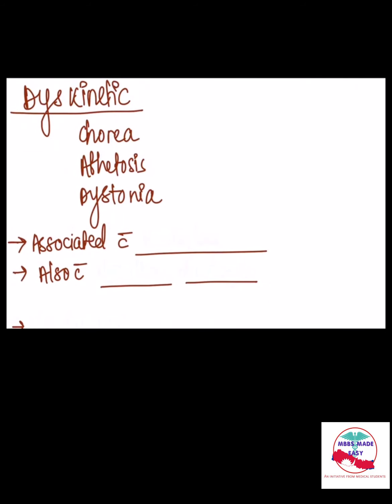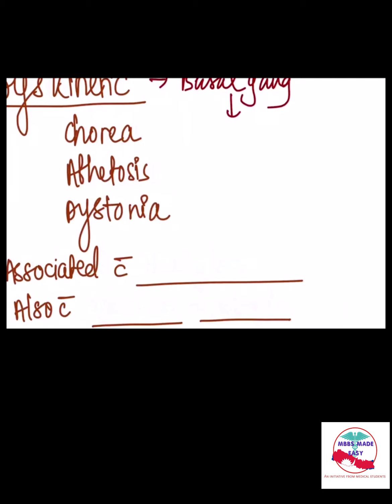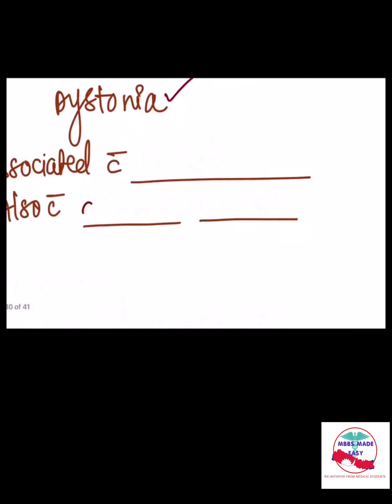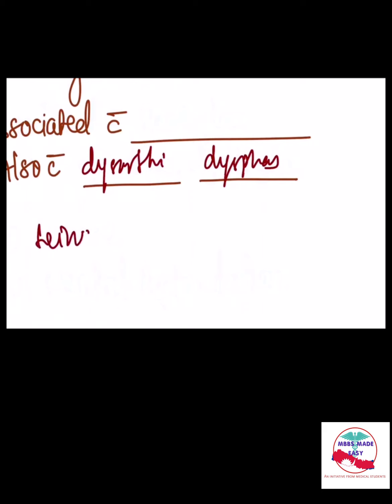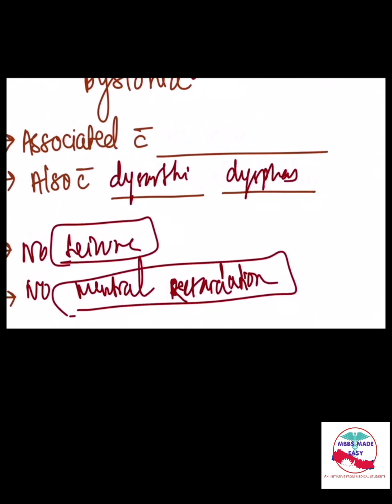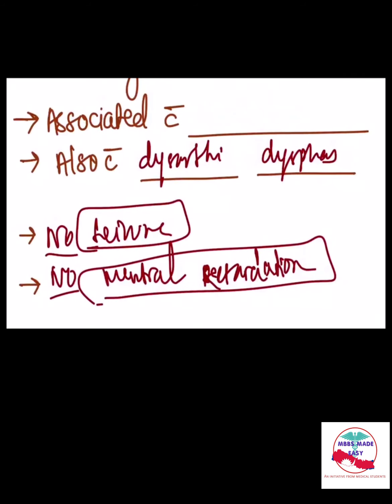What is dyskinetic? We know that in dyskinetic cerebral palsy there is damage to the basal ganglia. If there is damage to the basal ganglia, it will have a Parkinson's type of injury, and it will ultimately lead to chorea, athetosis, as well as dystonia. Even dyskinetic cerebral palsy is associated with dysarthria and dysphagia. Choreoathetoid cerebral palsy can also be associated with seizure and mental retardation, but it is not that common. Often it is absent.